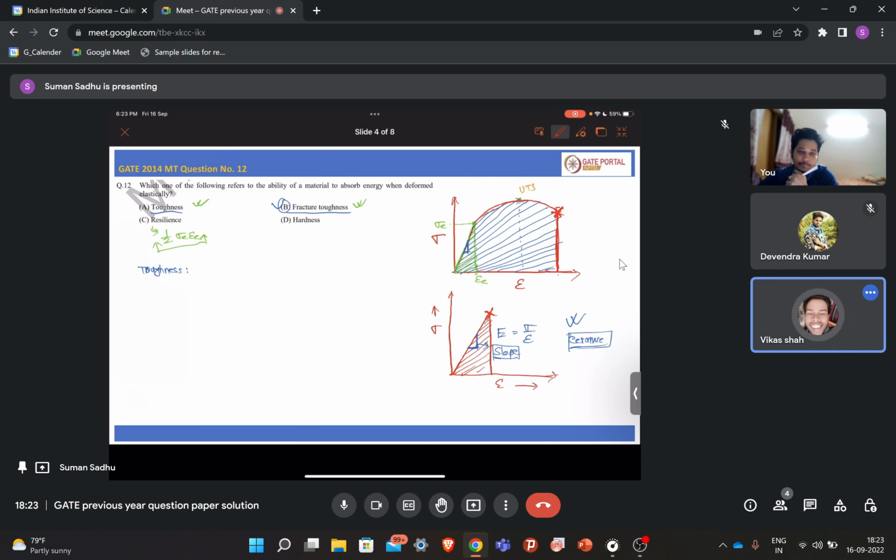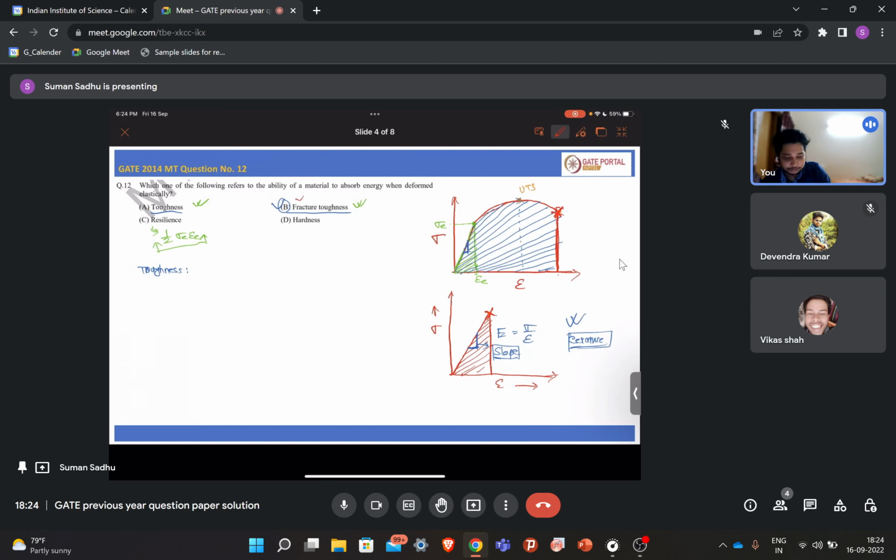Sir, can you extend this graph from the point where we are calculating the toughness? Because after the UTS point, there is one point up to which we are calculating the toughness. After that, this graph also extends in the case of making something like that. That area will be calculated in the toughness. No, not really. Is it something different?